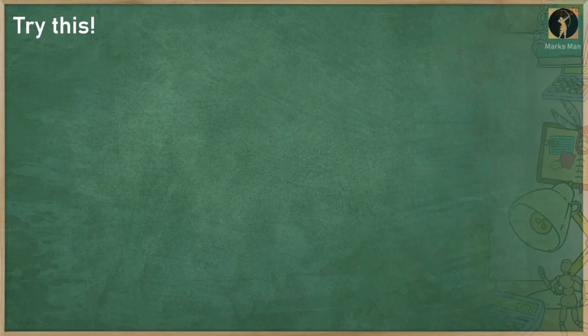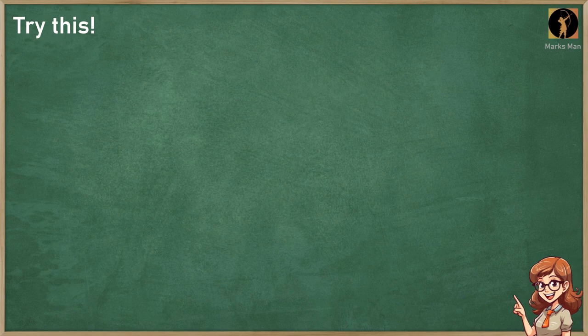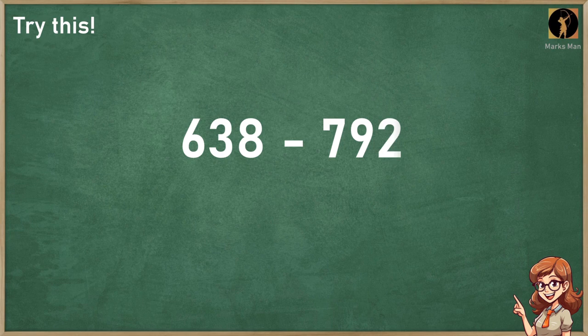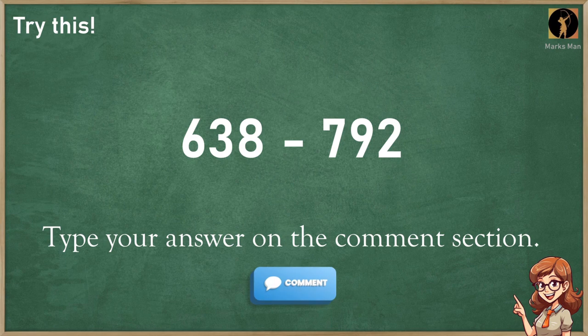I hope that's clear. If you truly understand this lesson, you can try to answer this one. So using mental math, answer this. What is 638 minus 792? You can type your answer on the comment section.